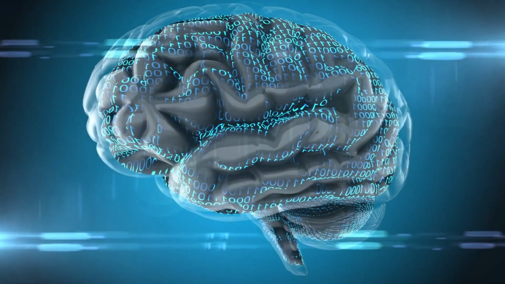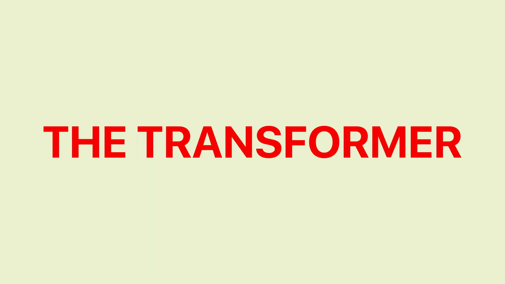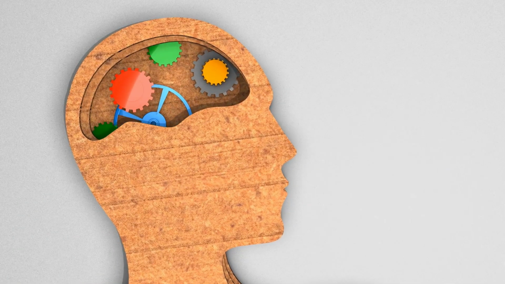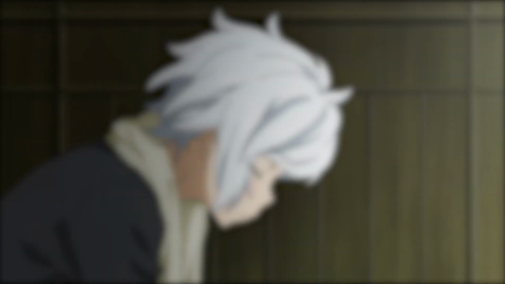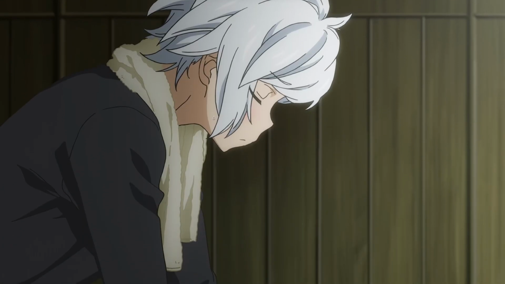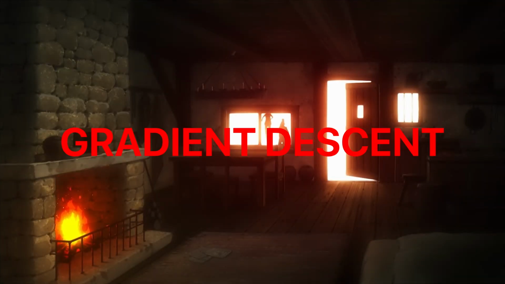In this video, we're breaking down the three core algorithms that built modern AI: gradient descent, the brain's learning engine; backpropagation, the teacher that fixes its mistakes; the transformer, the mind that made language models like GPT possible. By the end of this video, you'll not only understand how these work, but how together they turned math into intelligence. Let's start with gradient descent.